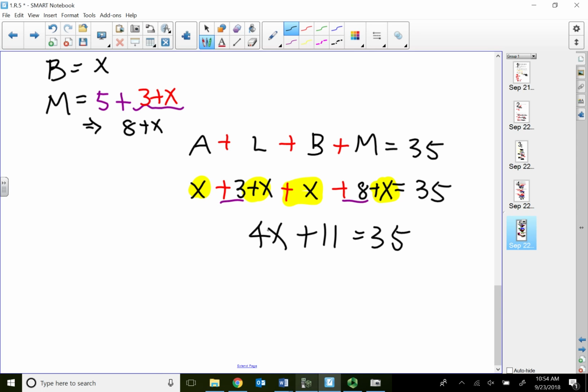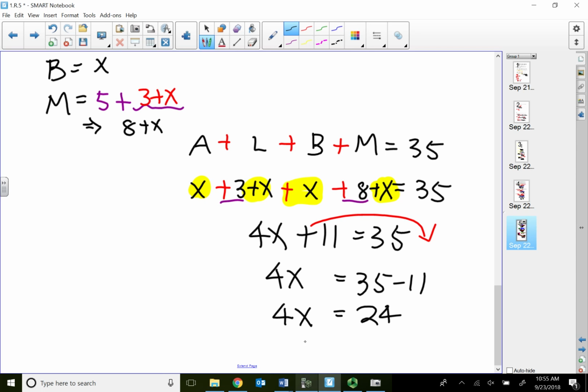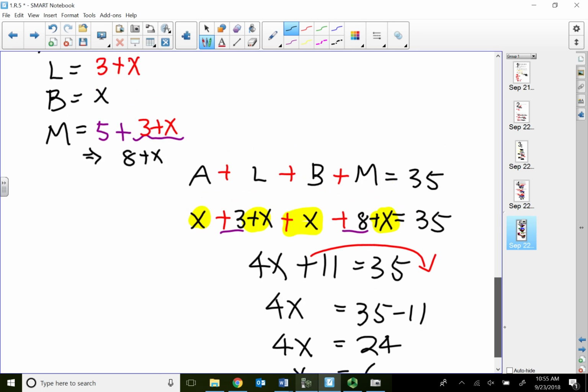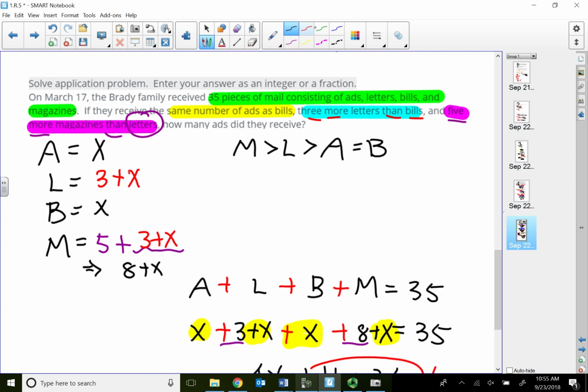Since 4x is the only variable term, let it stay on the left side. Let's move positive 11 over, so that will be 35 minus 11, which gives me 4x equal to 24. Is that right? Yep. Divide both sides by 4. My answer: x equal to 6. How many ads did they receive? Ads is x, so 6 ads. And the bills is also 6, because ads and bills were the same amount. Since this problem is only looking for ads, I just need to say the ads is 6.